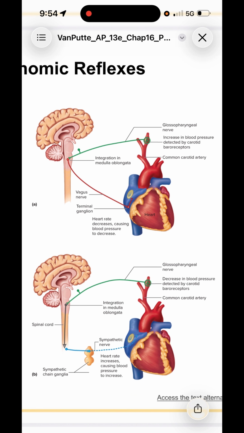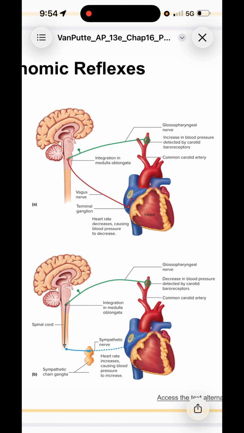A. Glossopharyngeal nerve: increase in blood pressure detected by carotid baroreceptors. Common carotid artery. Integration in medulla oblongata. Vagus nerve. Terminal ganglion. Heart rate decreases, causing blood pressure to decrease. Heart.